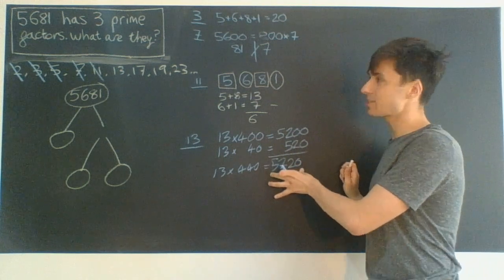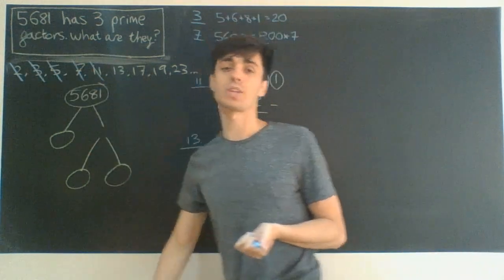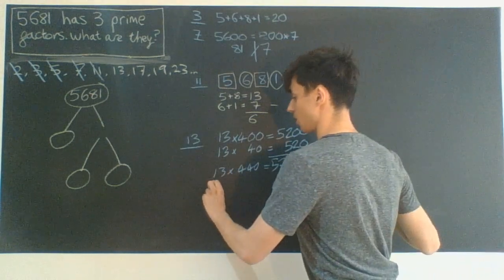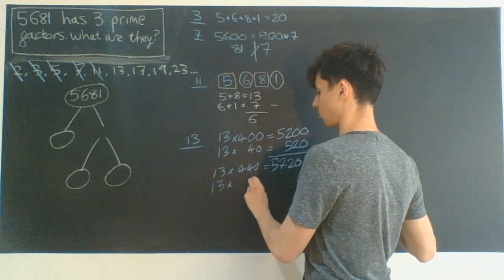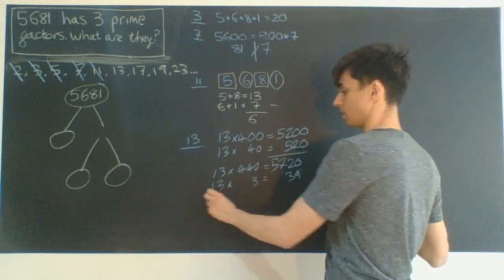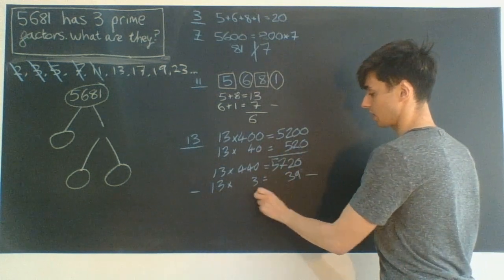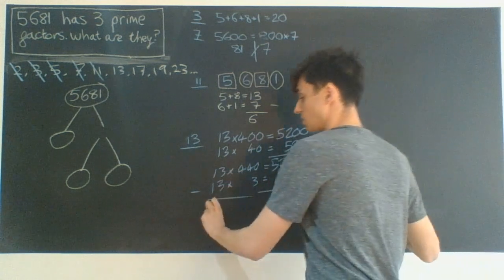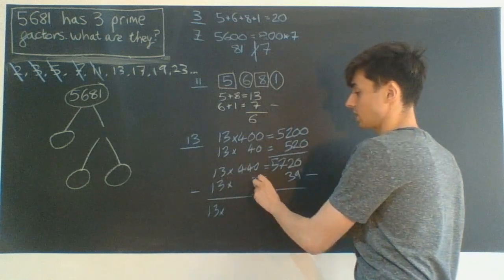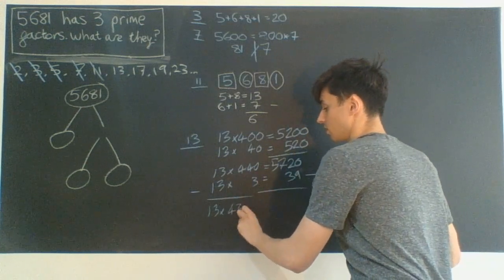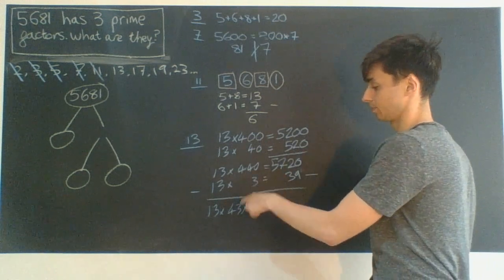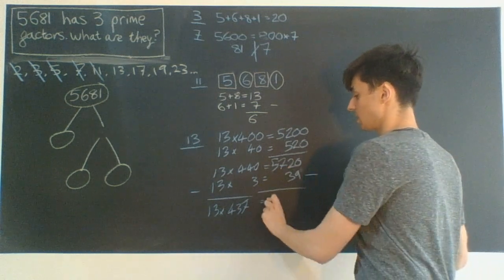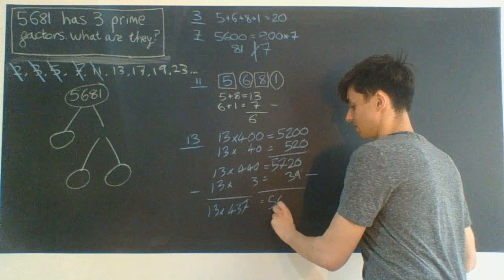Can we get from 5,720 to 5,681 using only 13s? And yes, we can. If we do 13 times 3, that gets us 39. And we can take this row, the second row, away from that top row. So 13 times 440, take away 13 times 3, will be 13 times 437. And likewise on the right hand side, 5,720 take away 39 should get us 5,681.